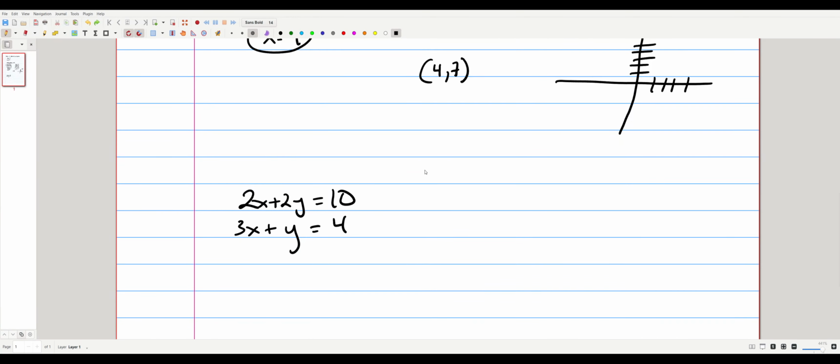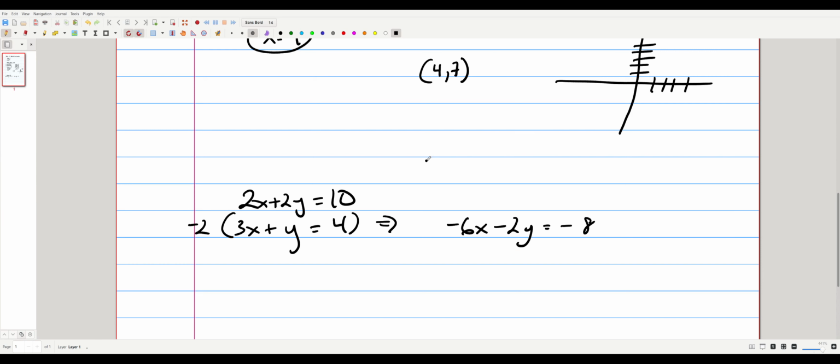So what we need to do is multiply one of these equations or both of them by a number, so that when we do, they will end up with the same number, opposite sign. Additive inverses. So since this is just a regular y, it's just one y, I'm going to choose this equation and I'm going to multiply it by -2. And so that's going to give me the equation -6x minus 2y equals -8.